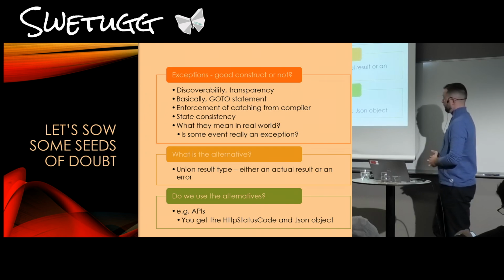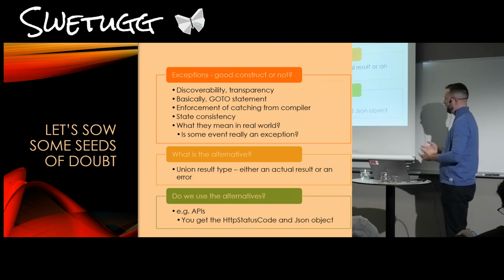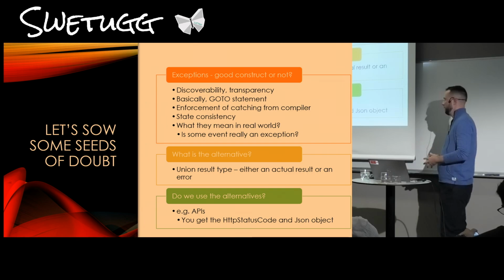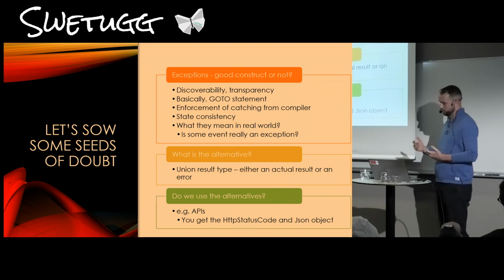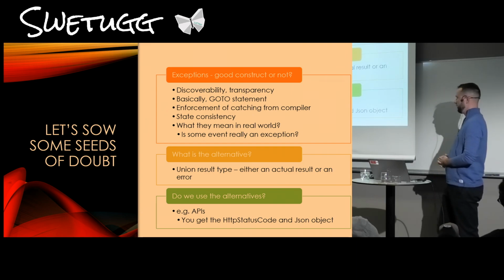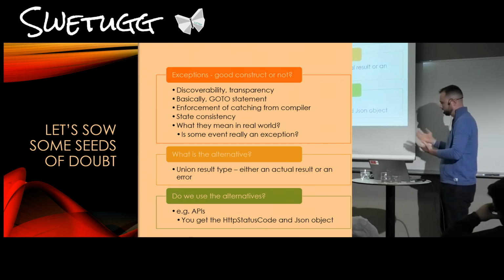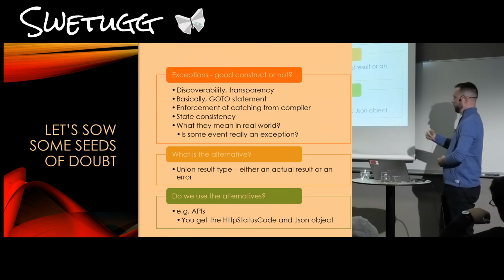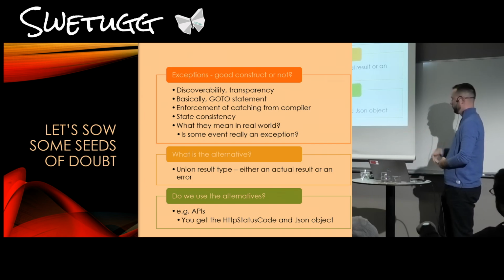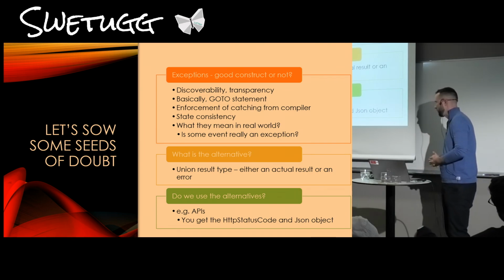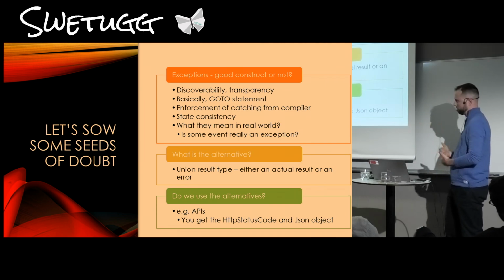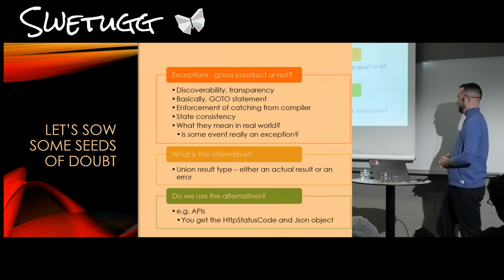What is the alternative to the exception? It's the union result type, for example. So you either have the actual result or some error. And do we have the alternative used somewhere? Yes, of course, for example in APIs. You either get an HTTP status code, for example in some .NET Core REST API, you return status code 200 with the JSON object, or you return status code 404 not found with some error message. So you don't throw an exception out of the REST API.